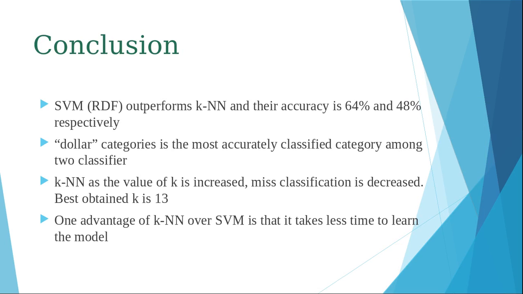SVM with radial basis function outperforms k nearest neighbor, and the accuracies are 64% and 48% respectively, with 40 training images for each class and 10 testing images for each class. The dollar category is the most accurately classified category among the two classifiers. For k nearest neighbor, as the value of k is increased, misclassification decreases, and the best obtained value for k is 13. One advantage of k nearest neighbor over SVM is that it takes less time to learn the model.